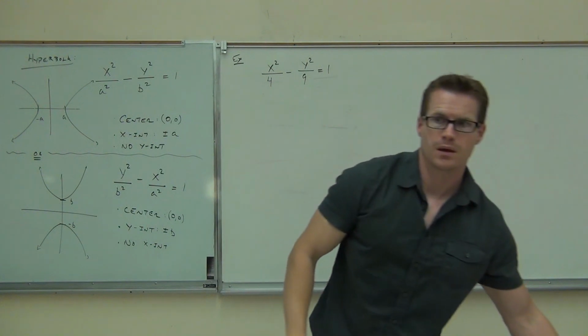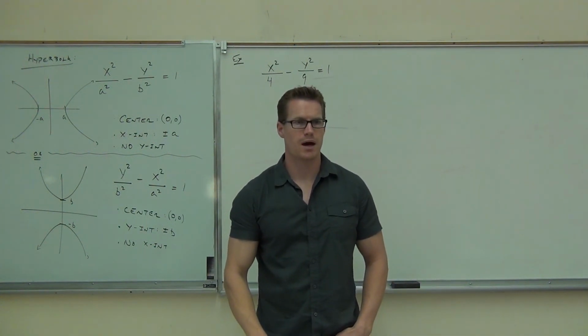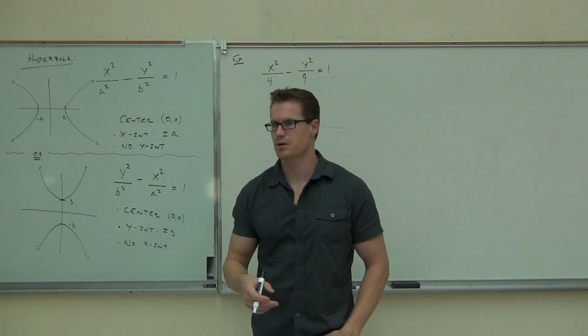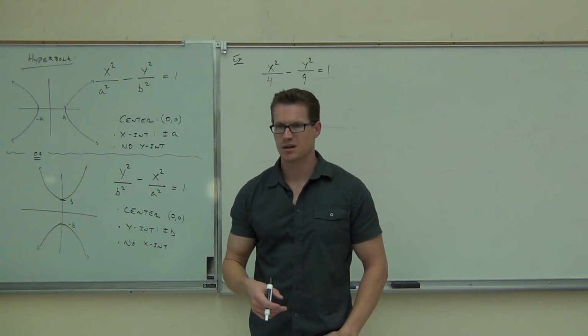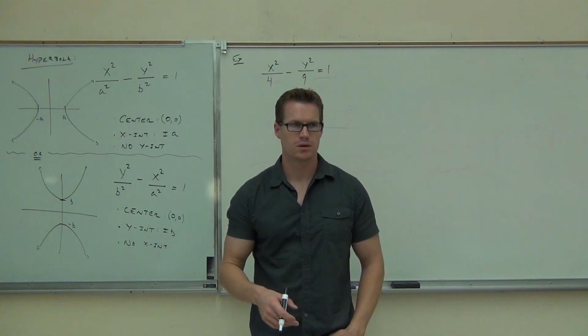Okay, now the first thing you need to do, of course, is figure out whether you have parabola, circle, ellipse, hyperbola. Those are the four figures we've got, those are our conic sections. So, is it a parabola? That's a silly question, right? It doesn't look anything like a parabola. Is it a circle? No. Why not?